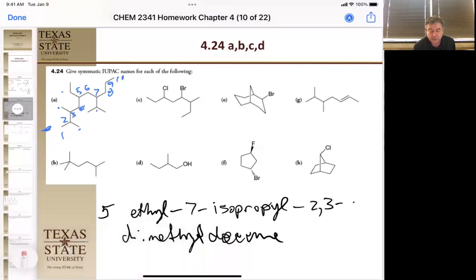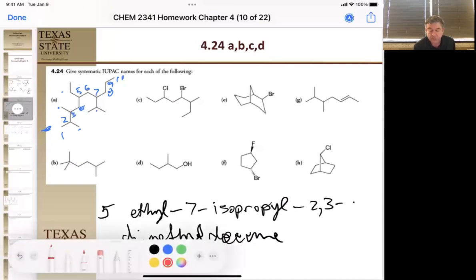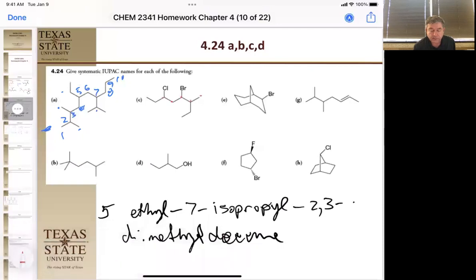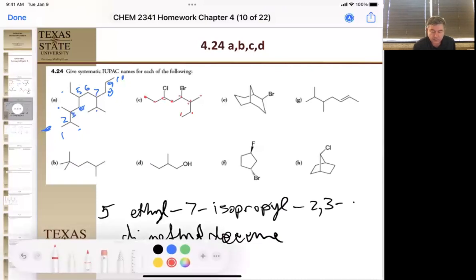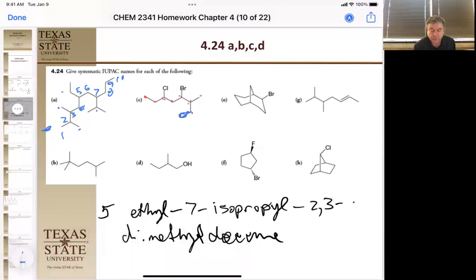So let's see, count just to be sure. 1, 2, 3, 4, 5, 6, 7, 8. Okay. So if we do 1, 2, 3, 4, 5, 6, 7, 8, our longest chain is octane. So we need to do that. So write down octane.